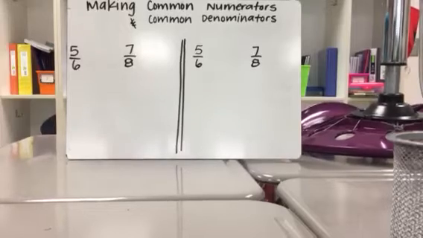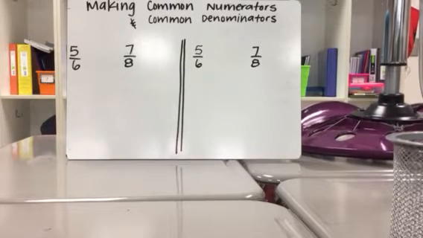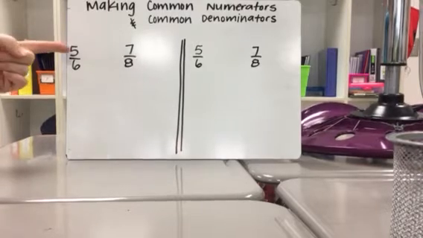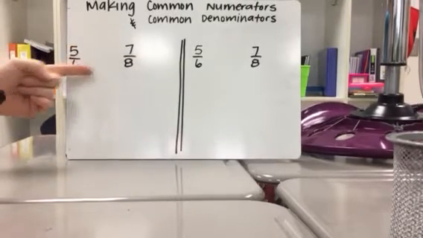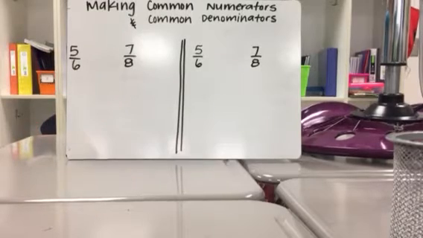In this video, I'm going to be modeling for you a new strategy that we are using to compare fractions. So in the last video and the last couple of weeks, we've been comparing fractions that already have a common numerator or already have a common denominator. And we also use the halves benchmark. Well, if you see here, these don't have a common numerator and they don't have a common denominator. So I can't use that strategy.